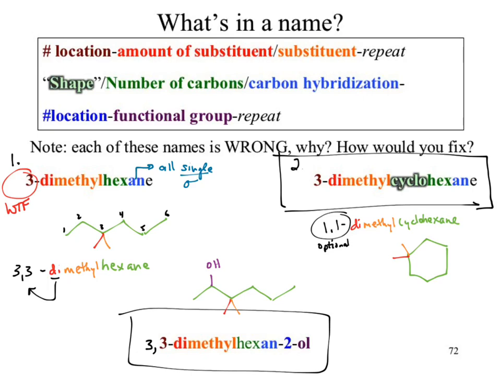Okay, why is it optional? By definition, that's where they go. So because of that, you don't have to include the 1, 1. Sometimes you'll see it dropped, sometimes you'll see it kept on.